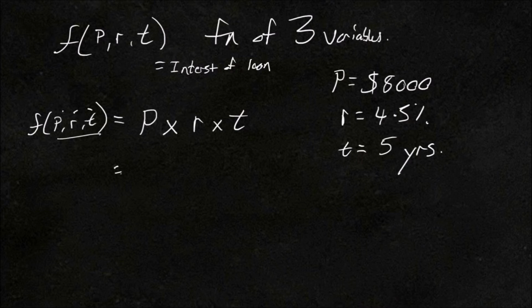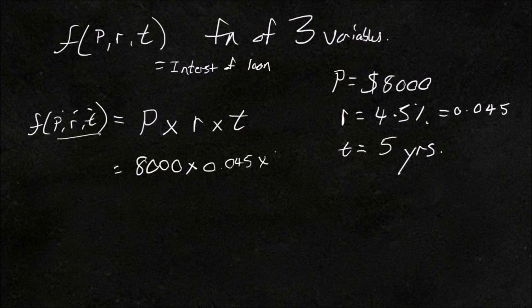We put those in here. So that's 8,000 times by our interest rate, and 4.5% would be 0.045. So this is 0.045 times by t in years, which is 5 years. Putting this into a calculator, you get $1,800 of interest, which will be paid.